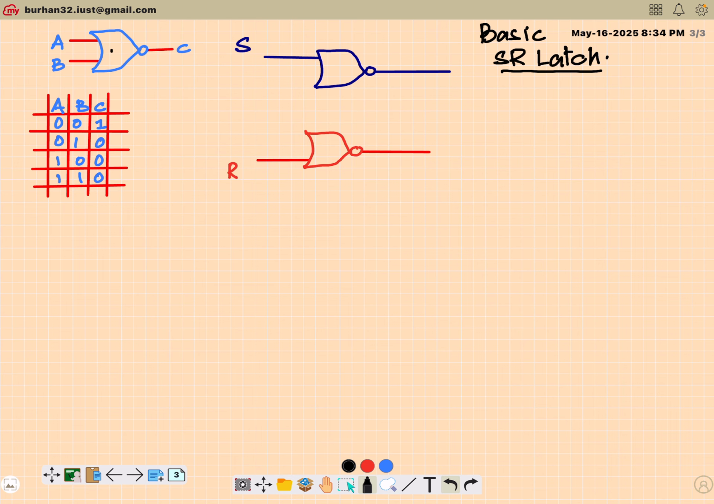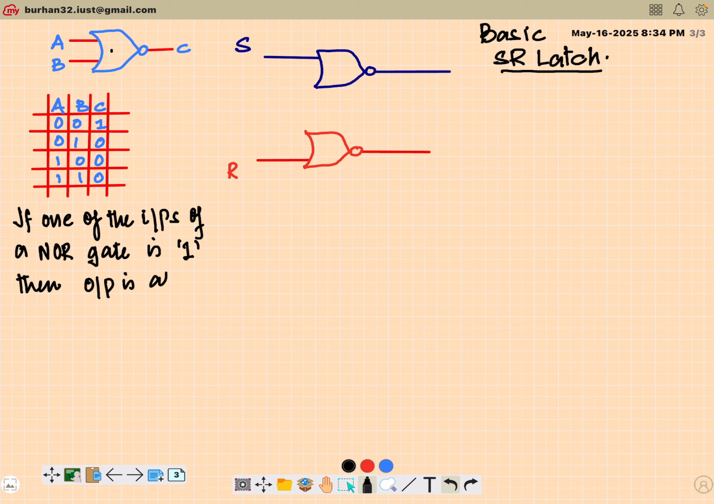This is its truth table, and from here I can make a generalization that if one of the inputs of a NOR gate is 1, then regardless of what the other input is, output is always going to be 0. You don't need to wait for another input. If one of the inputs of a NOR gate is 1, then output is always going to be equal to 0.